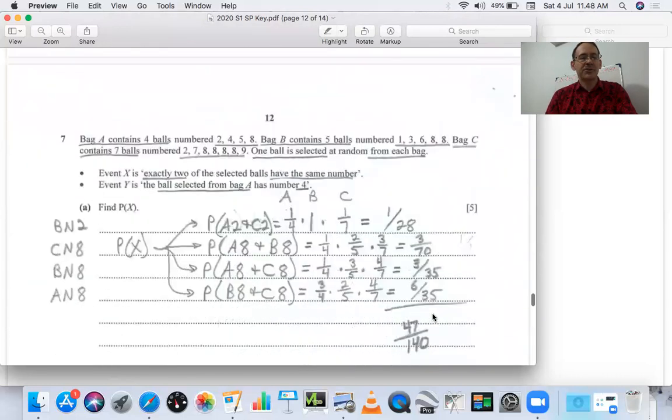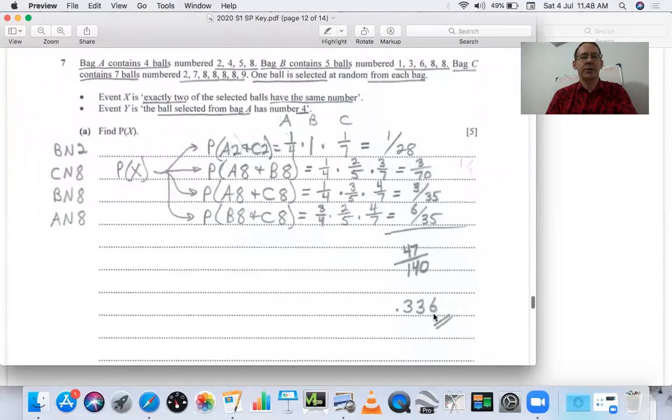Moving on, we get to question number 7. Now we get to a probability question here. Bag A contains 4 balls numbered 2, 4, 5, and 8. Bag B contains 5 balls numbered 1, 3, 6, 8, and 8. Bag C contains 7 balls numbered 2, 7, 8, 8, 8, 8, and 9. 1 ball is selected at random from each bag.